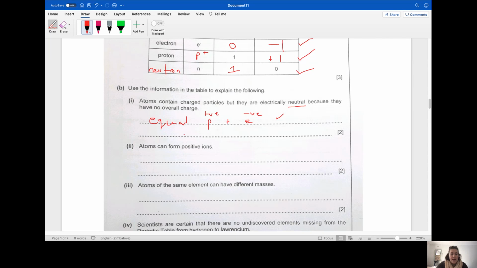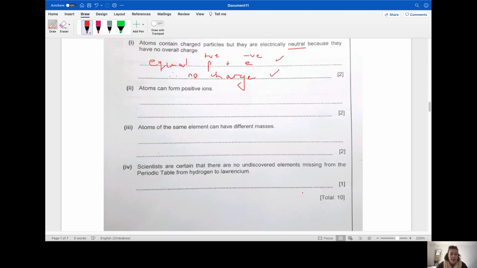That's 1 mark, okay? So therefore, there's no charge overall, okay? Because they are equal. You have the same number of protons as you do electrons. In an atom, you all know that if I have 3 protons, I have 3 electrons, okay? So if your charges are equal, then you're going to have no overall charge. Okay, so that's your answer for that one.